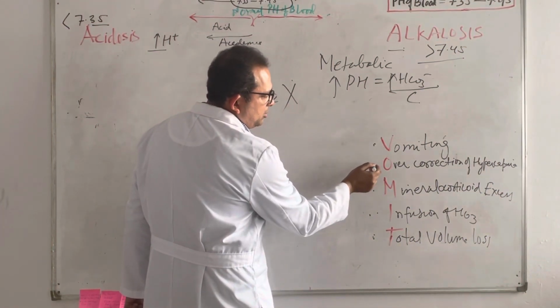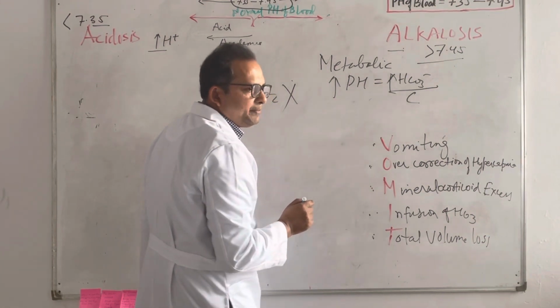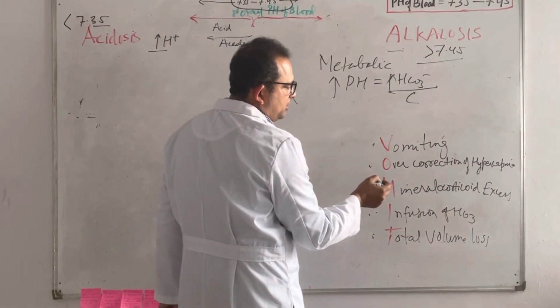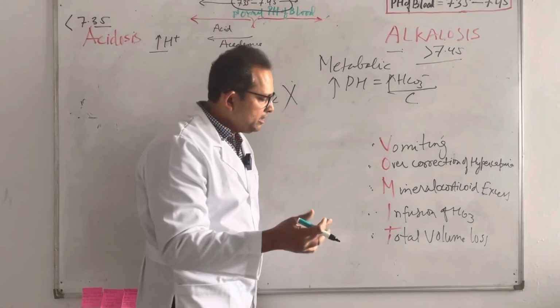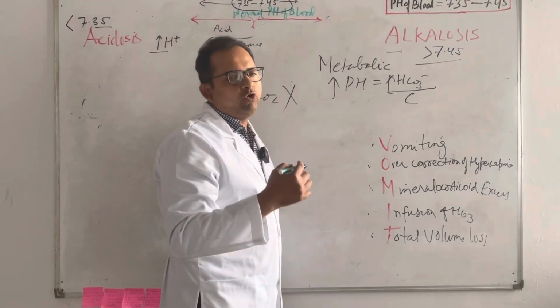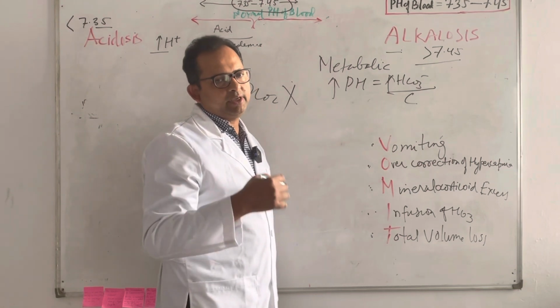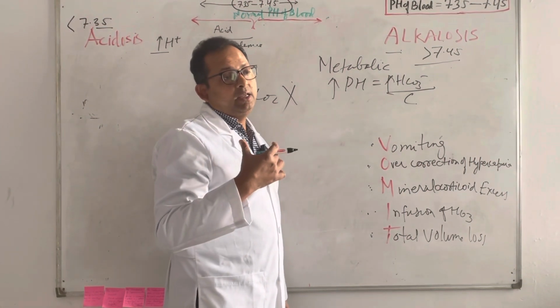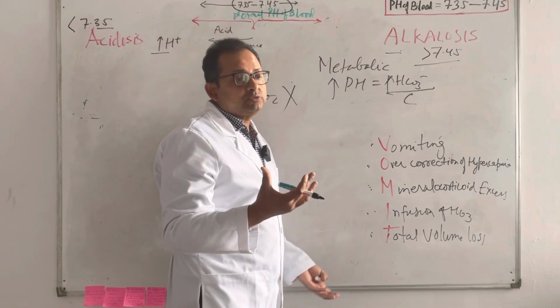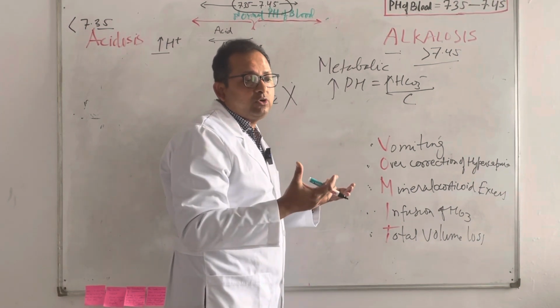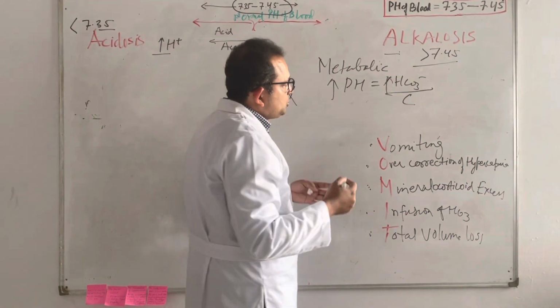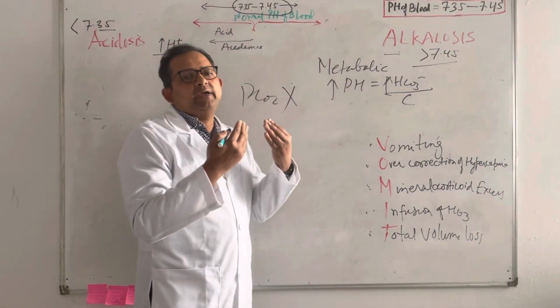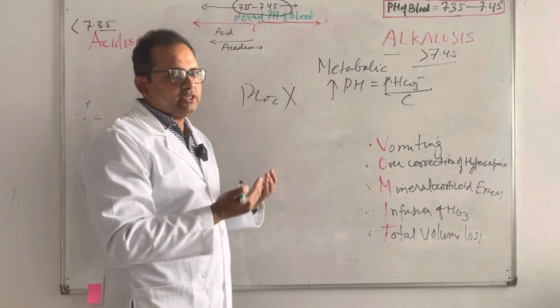V for vomiting, O for overcorrection of hypercapnia, M for mineralocorticoid excess, I for infusion of bicarbonate, and T for total volume loss. That volume loss can be a blood loss, or an intestinal fluid loss because of a high amount of laxative use or diuretics. So these will all cause HCO3 or bicarbonate retention in the body.